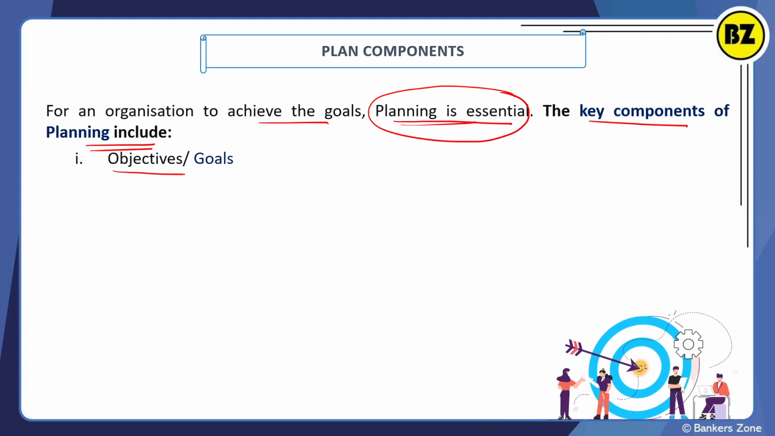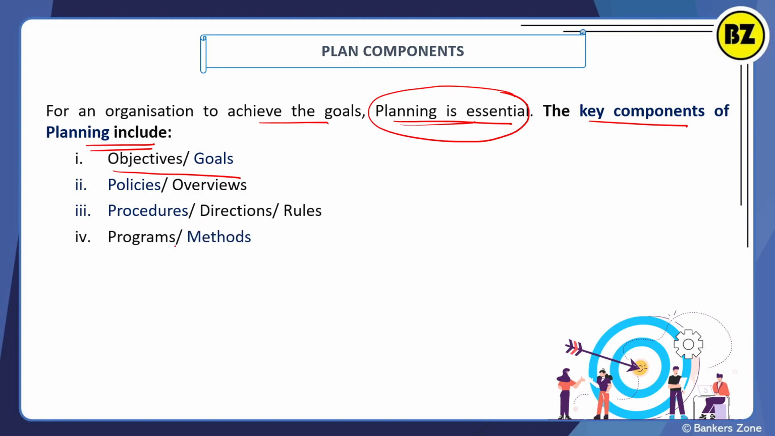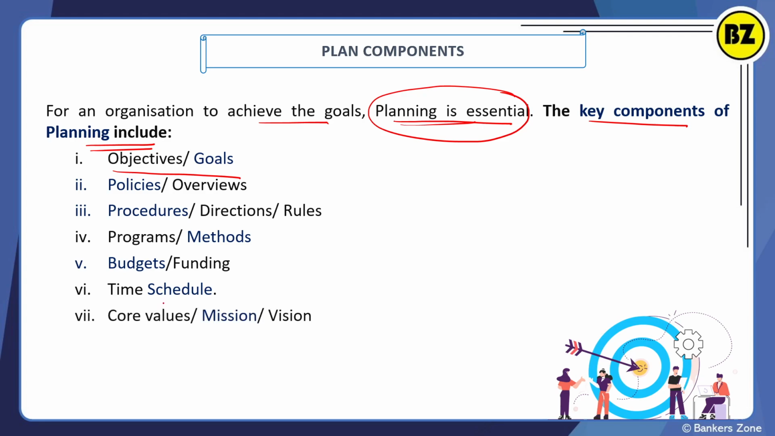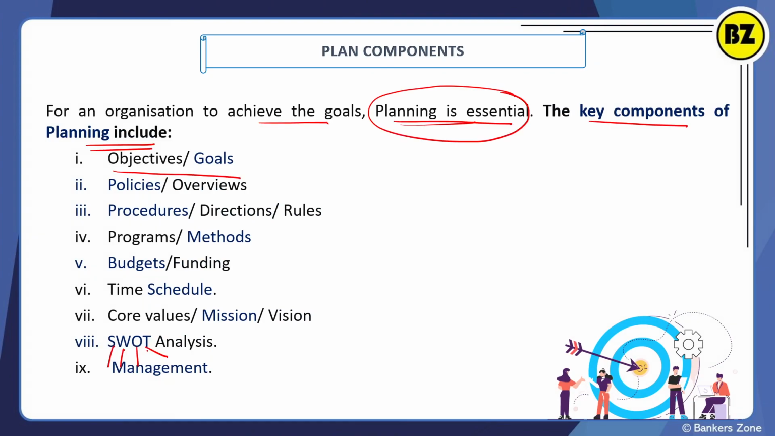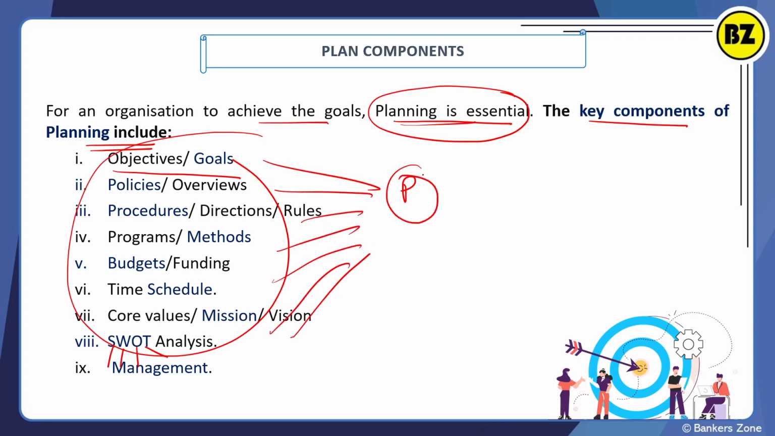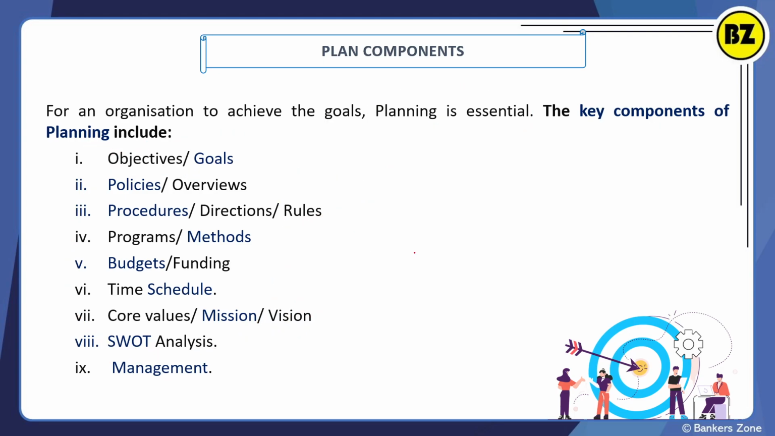First is objective or the goal, then policy or overview, then procedure or directions, rules, then programs or the methods, budget or the funding, time schedule, core value, mission or vision of a company. SWOT analysis means the strengths, weaknesses, opportunities and threats in the market. That is a SWOT analysis and the management. Okay, so here one by one we have to discuss. These are the key, the major components of the planning. If you are doing the planning, then these must be included in the planning. These are the components of the planning, very basic. You don't need to mug up.